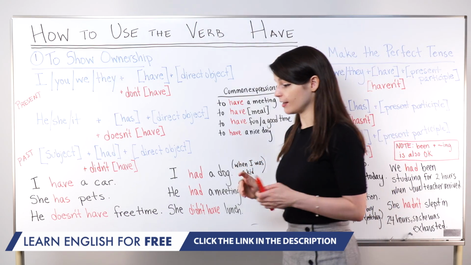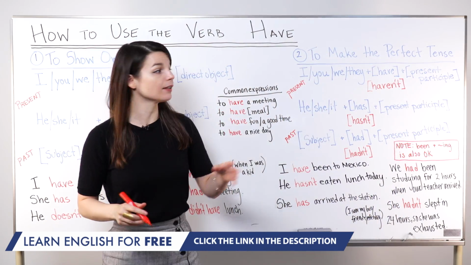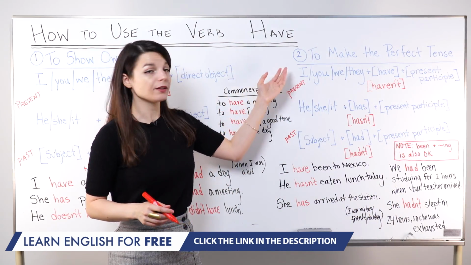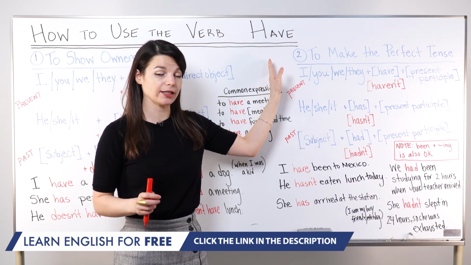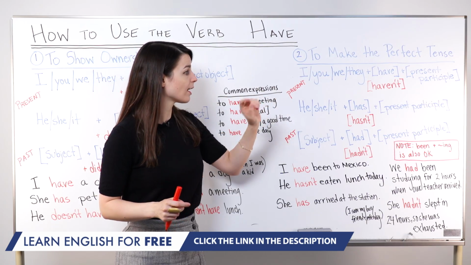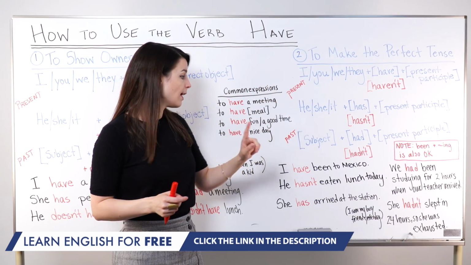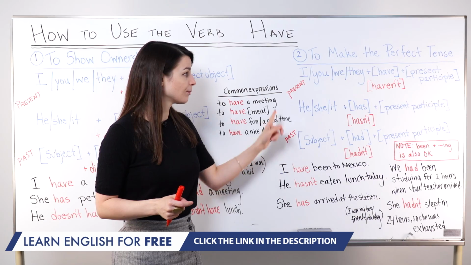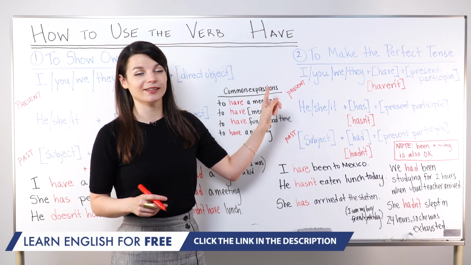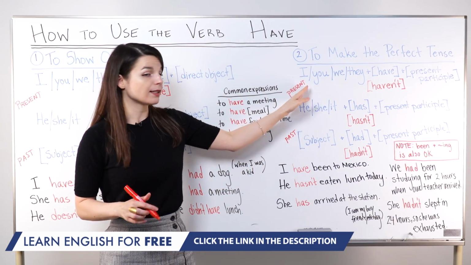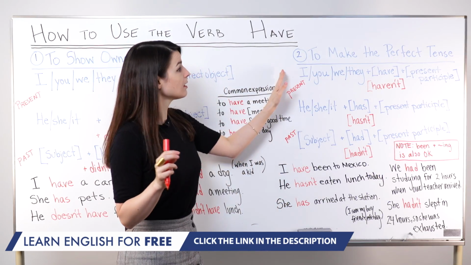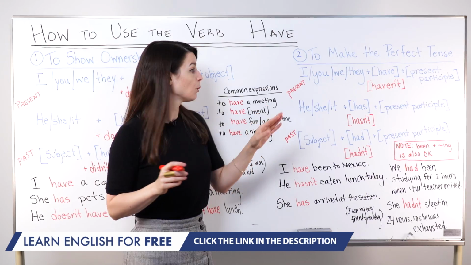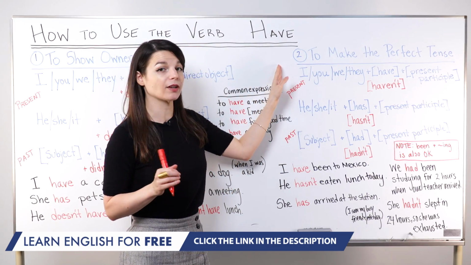Let's compare this now to part 2 of this lesson. In part 2, I want to look at using have to make the perfect tense. So for this, I'm going to cover the present perfect tense and the past perfect tense. Let's begin with the present perfect tense. So just as we did with part 1 and the present tense, we need to think about the subject when we're using present perfect tense.